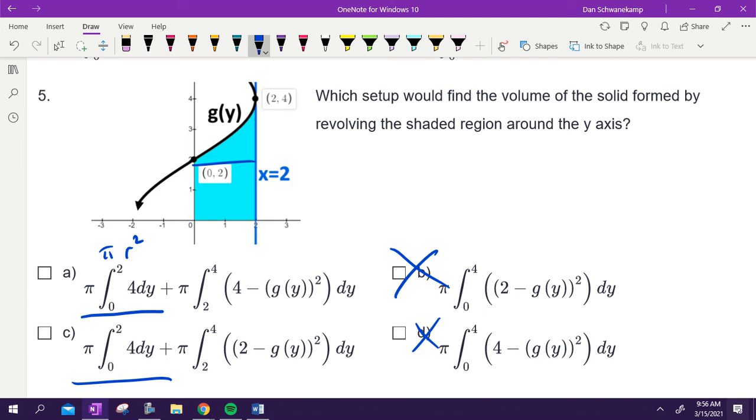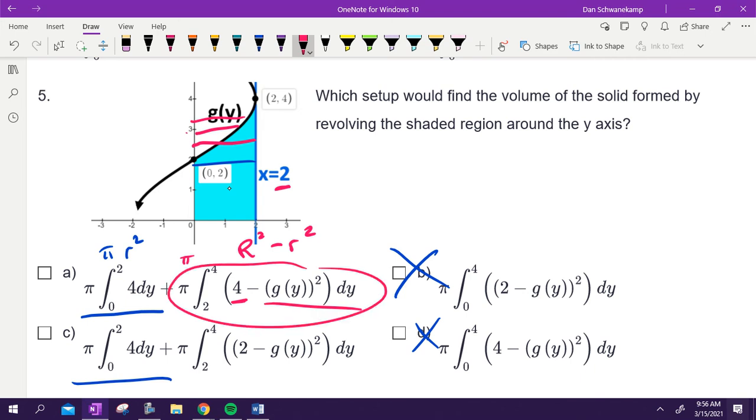The second part is going to be a washer. If we're doing a washer, it is pi big R squared minus little r squared. The big radius is from here to the line we're rotating around. So 4 minus 0. The little radius is going to go from the g of y to 0. So I'm sorry, not 4 minus. It's 2 minus. I said the wrong number. 2 minus 0 squared minus g of y minus 0 squared.